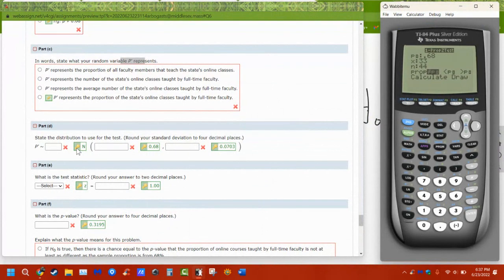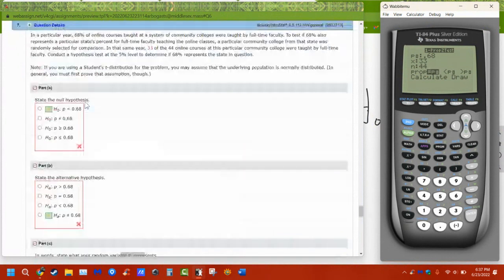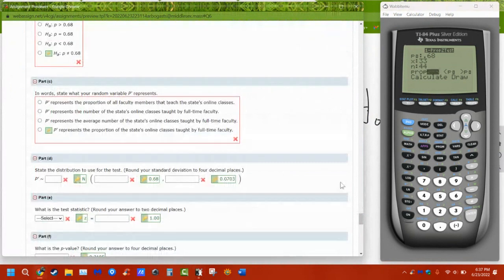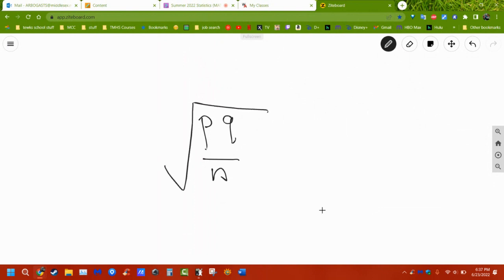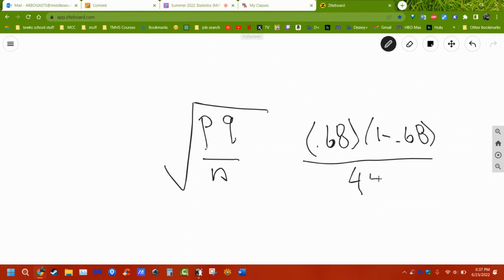So the P prime follows the normal distribution with the mean equal to the estimated value, which is this. And then to get this, remember it is P times Q divided by N, and then take the square root of it. So in this case, I had the second answer, right? Correct. Okay. So I had 0.68, and then this one's 1 minus 0.68, and I think I had 44 people. And then I take the square root of it. So I have this big ugly thing.